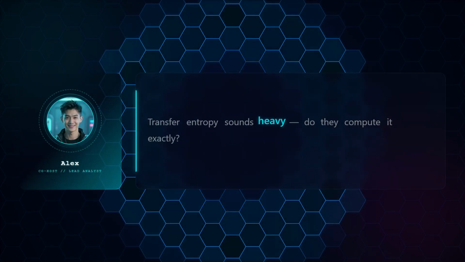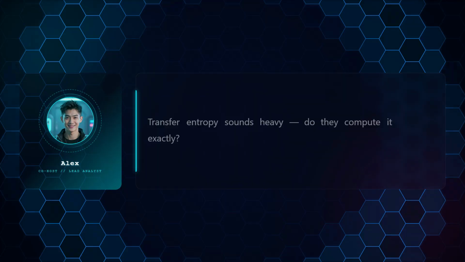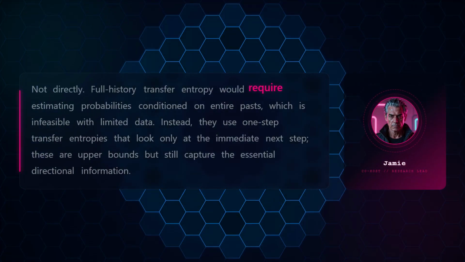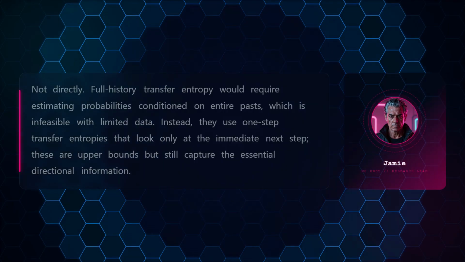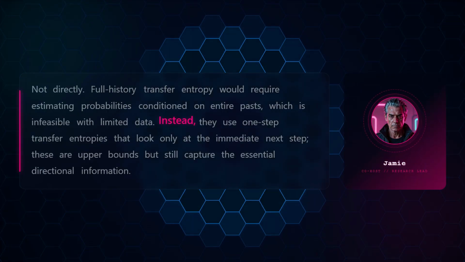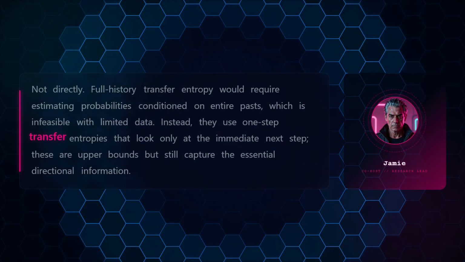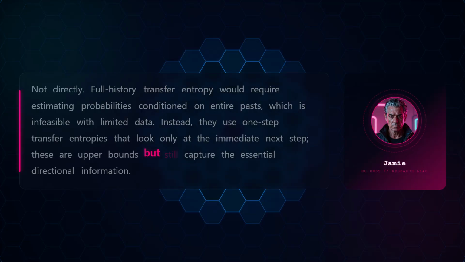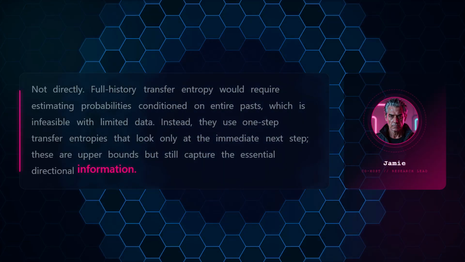Transfer entropy sounds heavy. Do they compute it exactly? Not directly. Full history transfer entropy would require estimating probabilities conditioned on entire pasts, which is infeasible with limited data. Instead, they use one-step transfer entropies that look only at the immediate next step. These are upper bounds, but still capture the essential directional information.